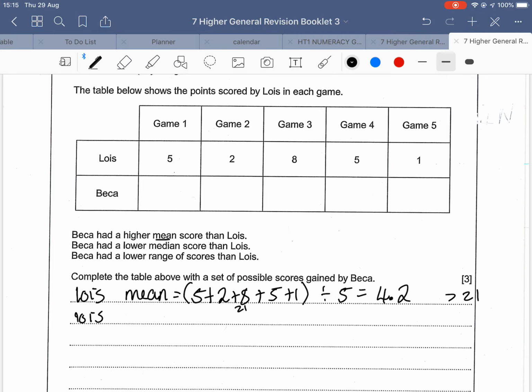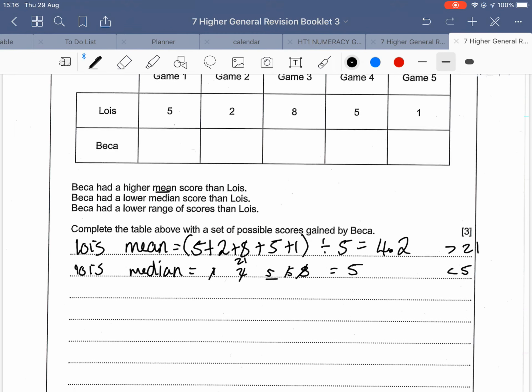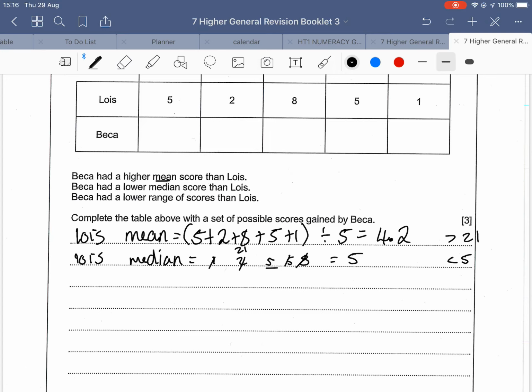So Lois's median, because you've still got 5 numbers for that. Don't forget this, you've got to order them from smallest to biggest. So it goes 1, 2, 5, 5, 8, cross them off until you get the middle one. So 5. Becca has a lower median score, so her middle number has to be less than 5. Lois's range. Range is your biggest take away your smallest, so 8 take away 1 is 7. Becca has a lower range than Lois, so her big number take away her small number has to be less than 7.